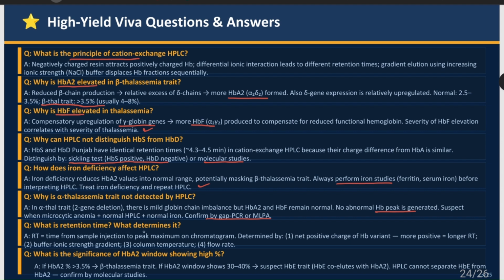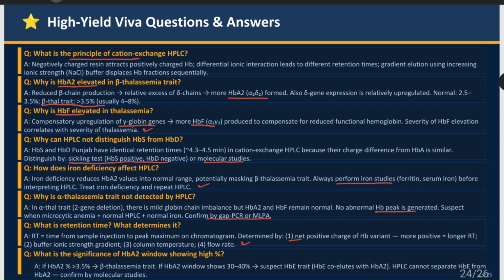What is retention time and what determines it? Retention time is the time from sample injection into the HPLC column to peak maximum on chromatogram. It is determined by net positive charge of hemoglobin variant. More positive means longer retention time. Second is buffer ionic strength gradient, column temperature and the flow rate.